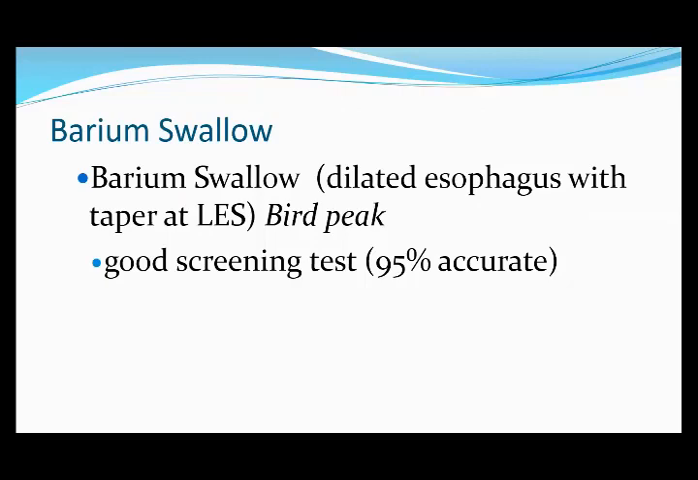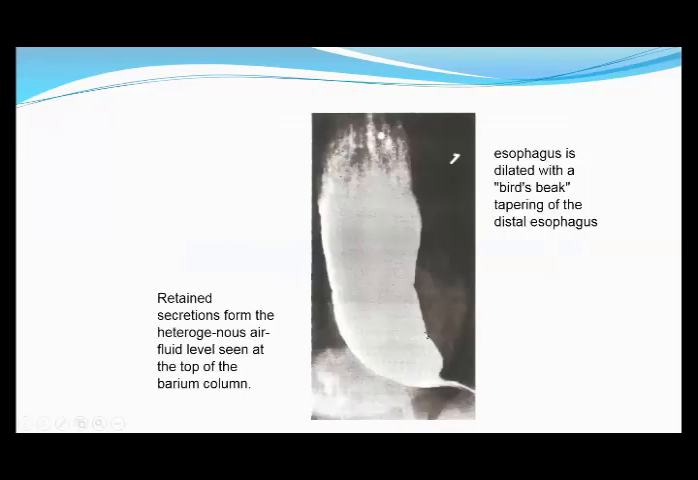Next investigation, the main investigation, that is a barium swallow. That shows the dilated esophagus with a tight lower esophageal sphincter. So you can see it's a tremendously dilated esophagus, and this is the bird's beak appearance. So this portion is extremely dilated, and this is the narrow portion, the lower end.